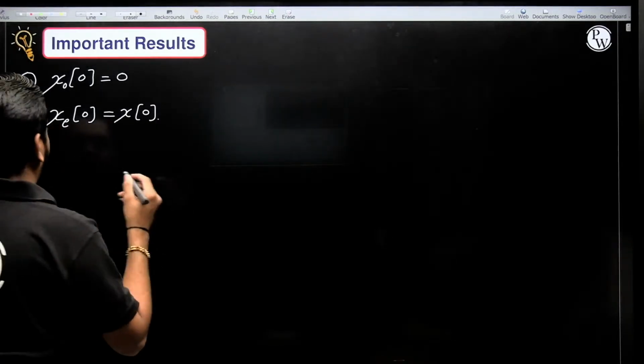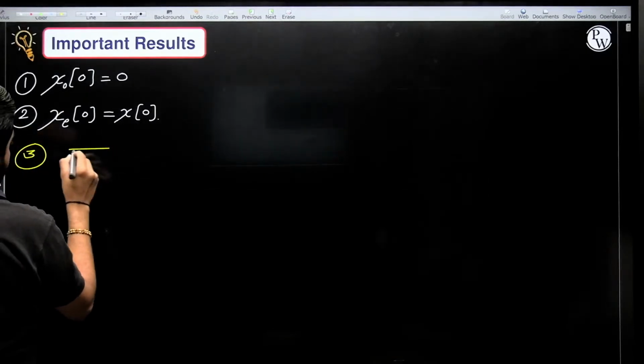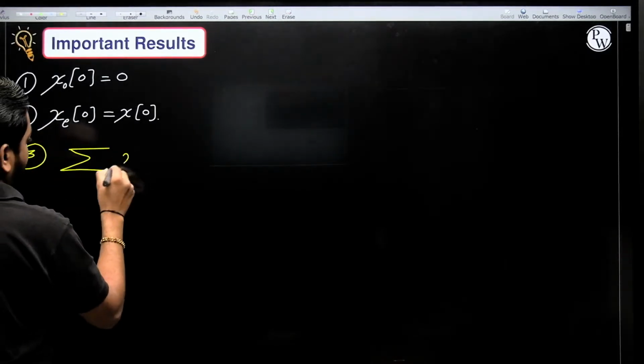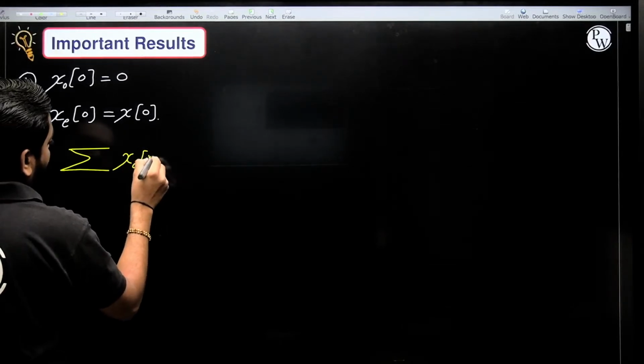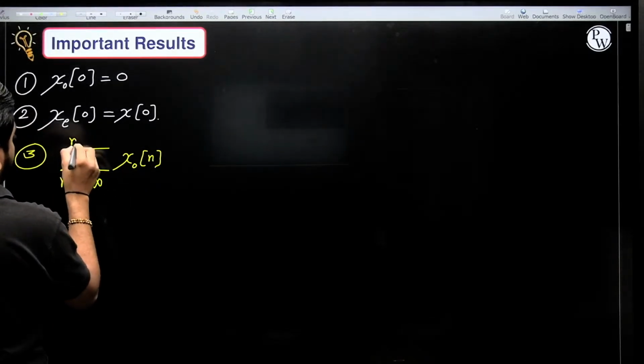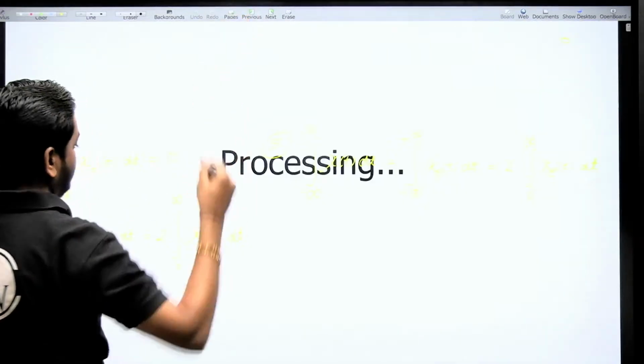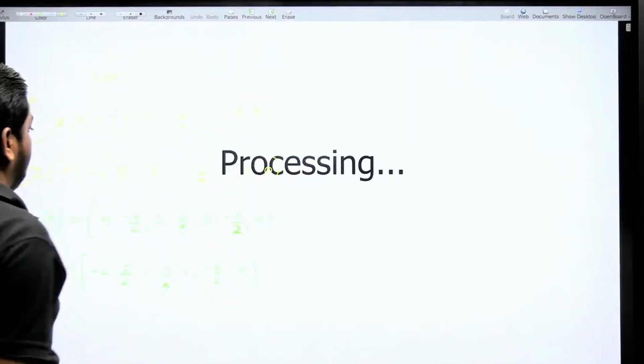Now result number 3. Instead of integration, summation of discrete time odd signal. Tell me, summation of discrete time odd signal is always... You can see from the examples also, guys. You can see from any example.